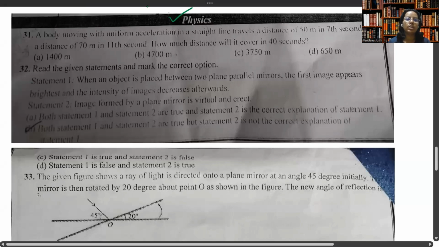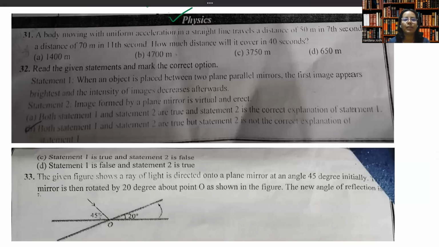The first question is, you have a body that is moving with a uniform acceleration and it is traveling in a straight line, and it travels a distance of 50 meters in 7 seconds and a distance of 70 meters in 11 seconds. How much distance will it cover in 40 seconds? So we have been told in the 7th second, the object is covering 50 meters. In the 11th second, it is covering 70 meters. And we have to find out the distance that it is going to cover in the 40 seconds.